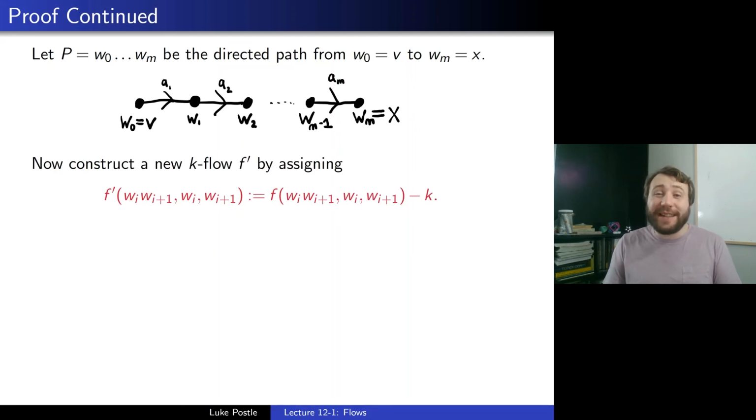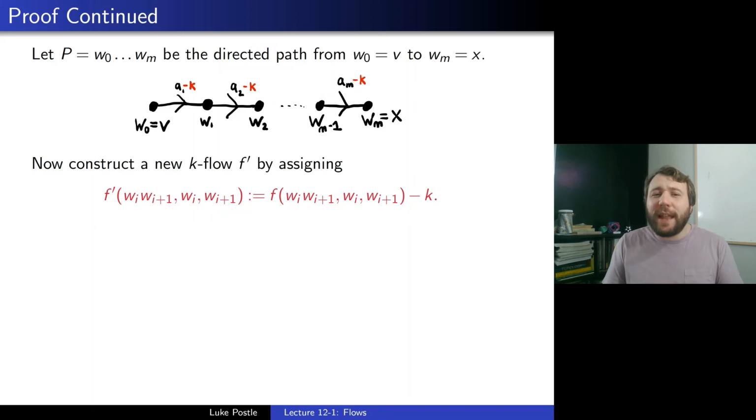So we're going to construct a new K-flow F prime by assigning, I'm going to take all of the values of those edges, and I'm going to go ahead and subtract K from them. So I'm going to decrease them. Now what does that do? That means that I've taken all of these values that were positive, and I've subtracted K. Well, those values were between 1 and K minus 1. That's coming from the ZK flow.